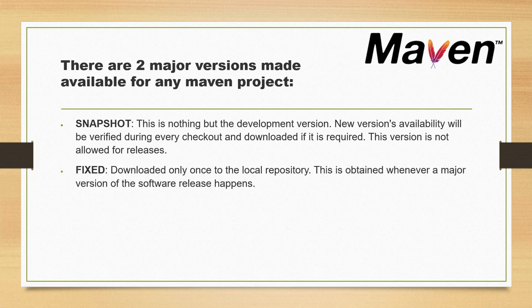Now the next version is called the fixed version, which is also called the release version. It is downloaded only once. When you say release version or fixed version, it will be downloaded only once to the local repository. This is obtained whenever a major version of the software release happens.